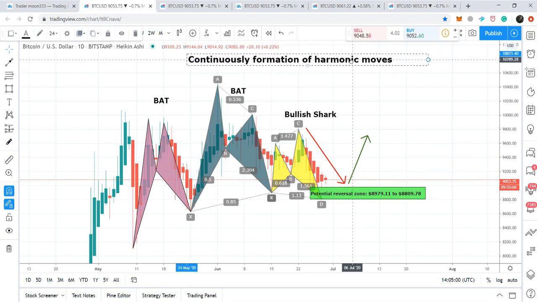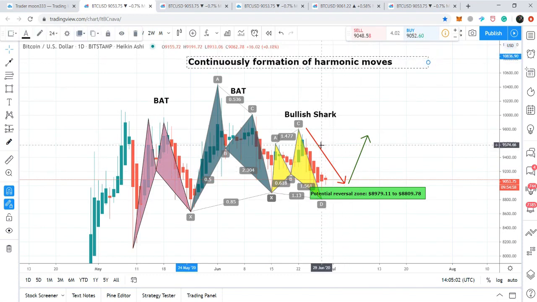If I remove this header from here, you can see very clearly the lowest price level here, that is $8,830 as per the Bitstamp exchange, and now the price action is moving above this potential reversal zone. Now we can expect an upward move from here because this is the potential reversal zone of the Shark pattern.